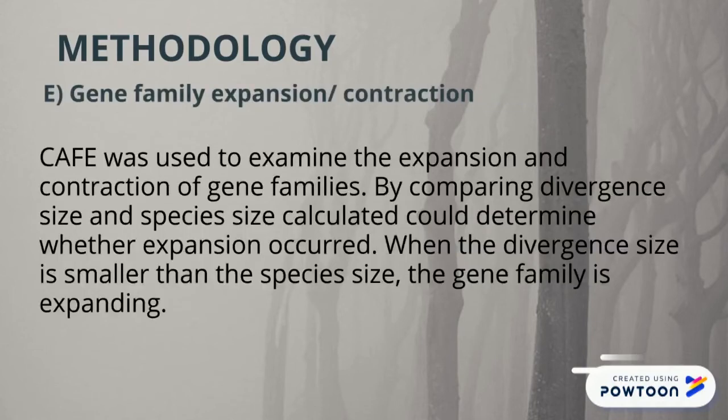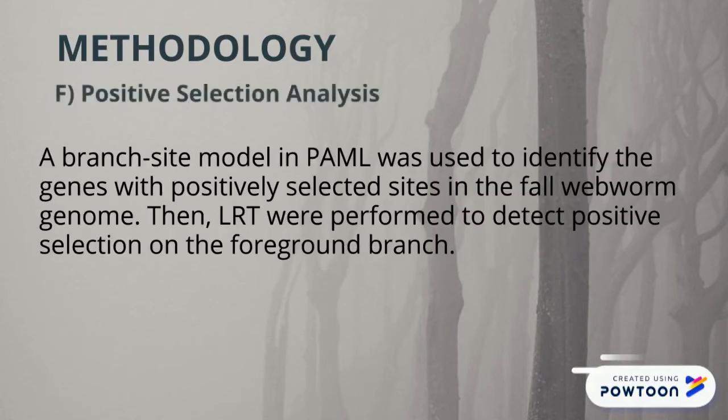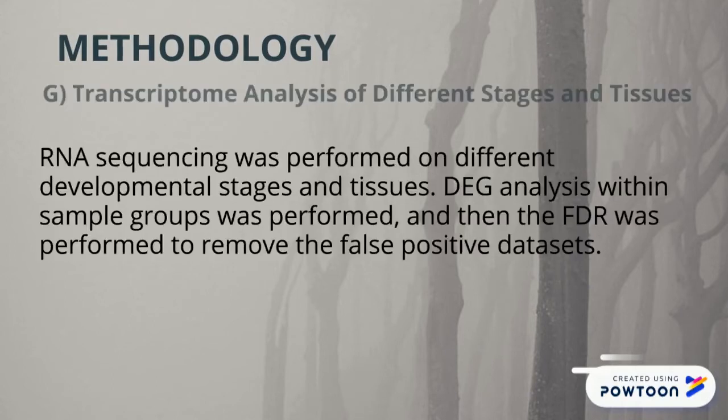Gene family expansion or contraction. CAFE is used to examine the expansion and contraction of gene families. By comparing divergence size and species size, it could be determined whether expansion occurs. When the divergence size is smaller than the species size, the gene family is expanding. Positive selection analysis: a branch-site model in PAML was used to identify genes with positively selected sites in the fall webworm genome. Then LRT was performed to detect positive selection on the foreground branch.